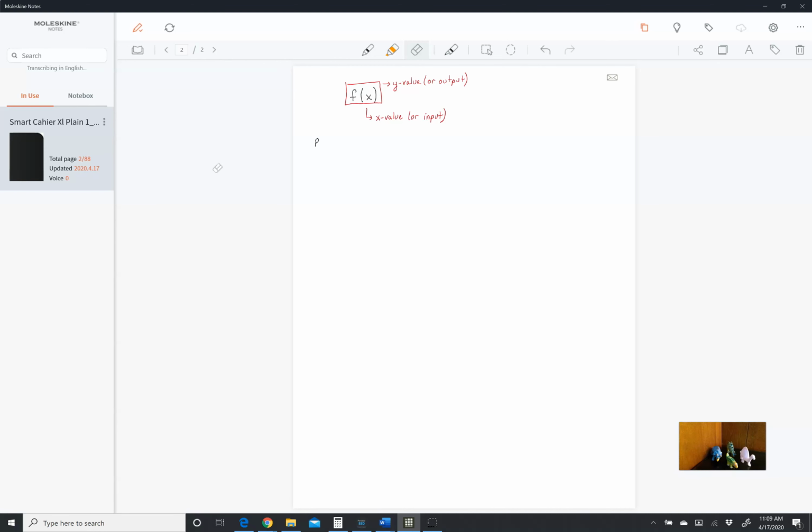So for a reflection in the y-axis, x comma y becomes negative x comma y. So what this tells us is that f of x becomes f of negative x. All our x values become negative.